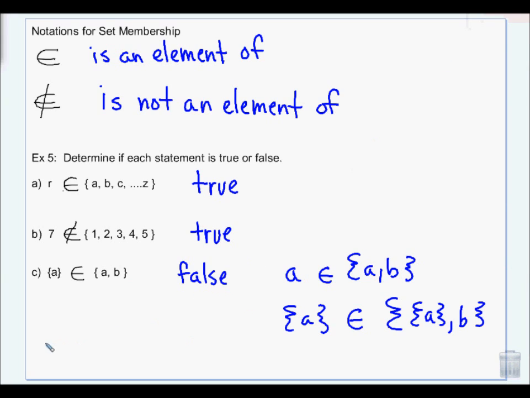Just as a little side note, the empty set, so basically nothing, is pretty much not an element of any set. The reason is that it's going to be called a subset, which we're going to go over in a little while. So an empty set is not an element of some set with stuff in it.